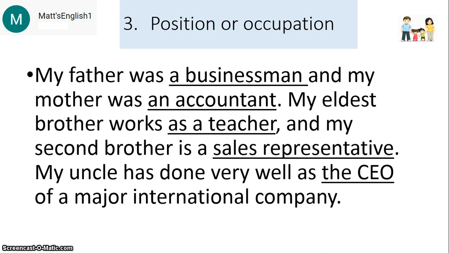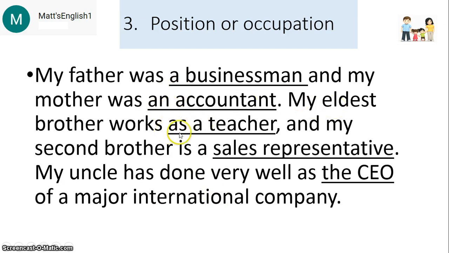Okay, number 3. Technique number 3 is when we talk about our family members and we describe them by saying what they do. So what is their position or occupation? So here's an easy example. My father was a businessman. Now people could be interested. They might ask you, oh, what business did he do? Or what business was he in? And my mother was an accountant. So we can say the person's position. Okay, was a businessman, was an accountant.